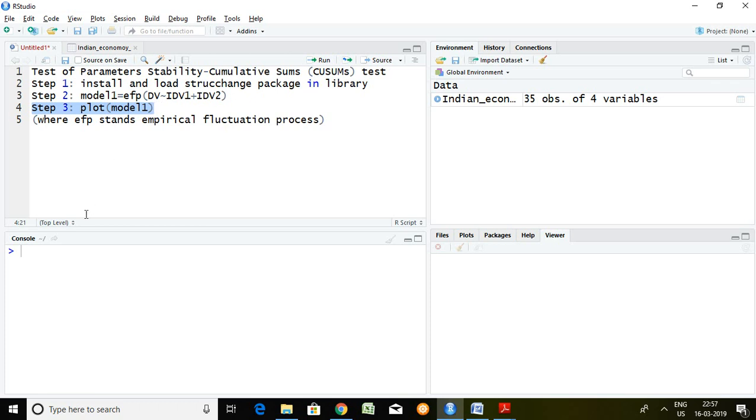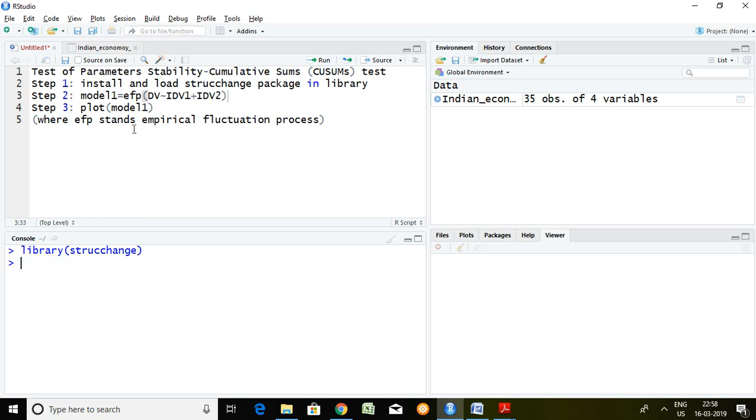So let's start. I have already installed the strucchange package in my R setup. So simply I load it in library with the help of library command. So library and strucchange package, then press enter. So first step is done. Let's talk about second step.